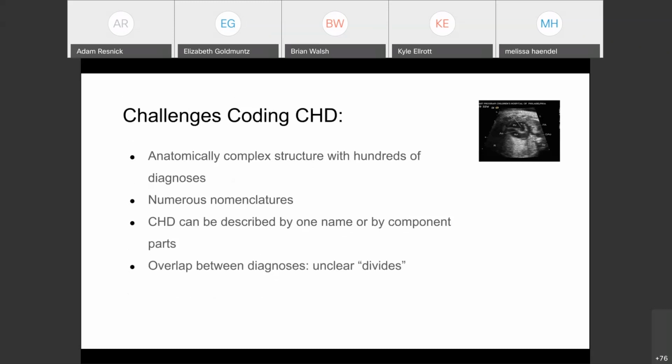There are huge challenges to coding something like congenital heart disease, as there are in any number of diseases. But first of all, the heart is an anatomically complex structure with hundreds of diagnoses, and I would call them diagnoses. There have historically been a number of different nomenclatures applied to this, with some dueling camps over the years. And congenital heart disease can be described sometimes by a single summary name, if you will, or set of features, or by its detailed component parts. And it's that tension sometimes of how much you try to summarize and bin versus how many detailed component parts you provide that can be challenging. In addition, there's a lot of overlap in terms of individual cases and how you might want to bin them if you're trying to give them an overall diagnosis. Next slide, please.